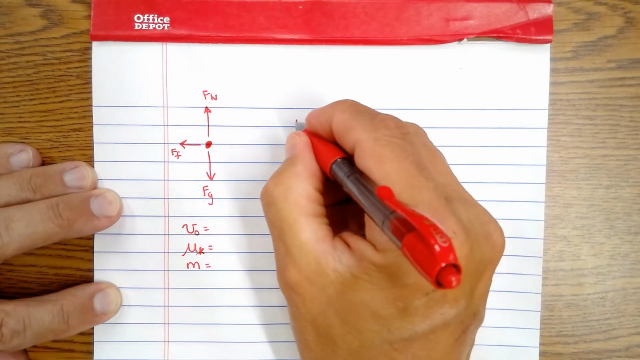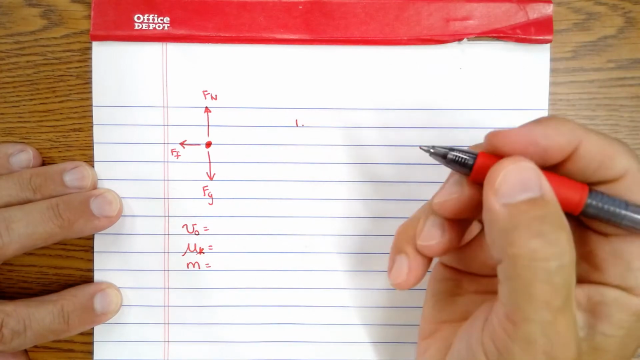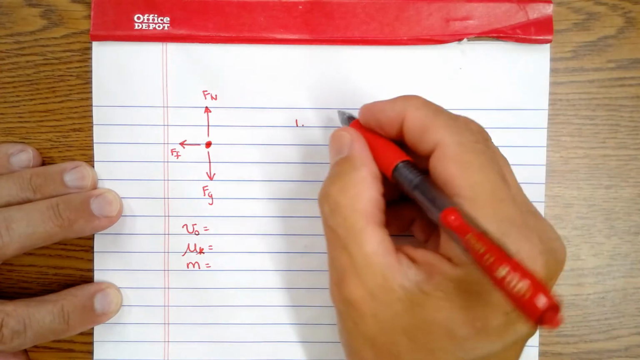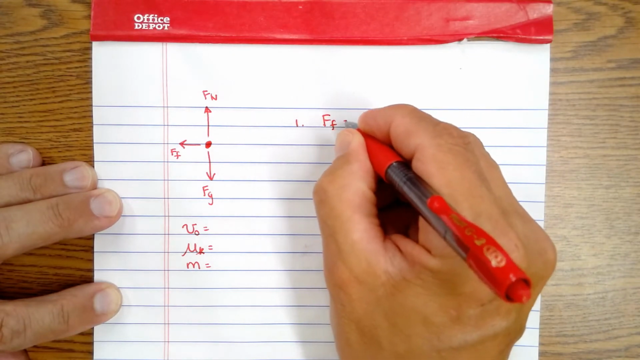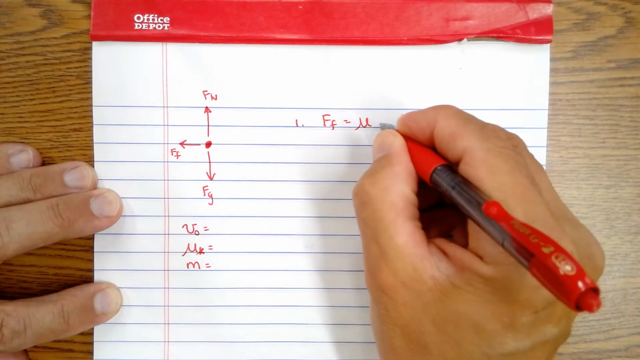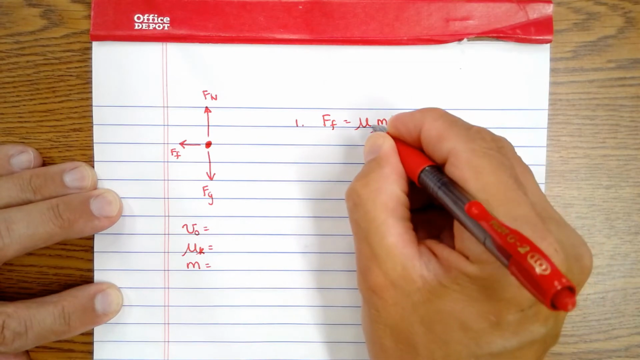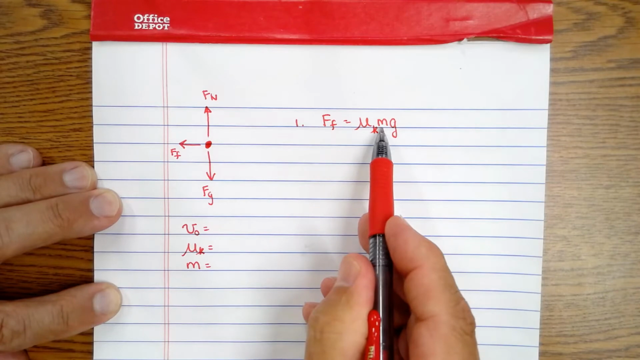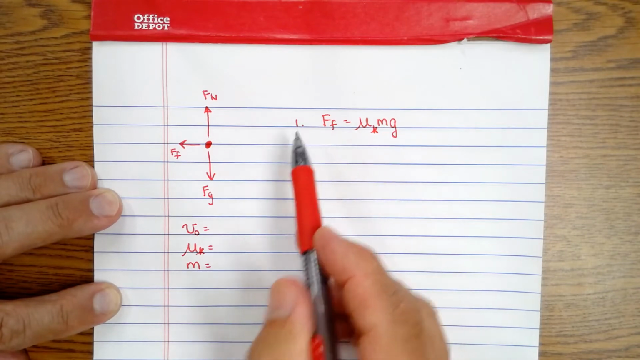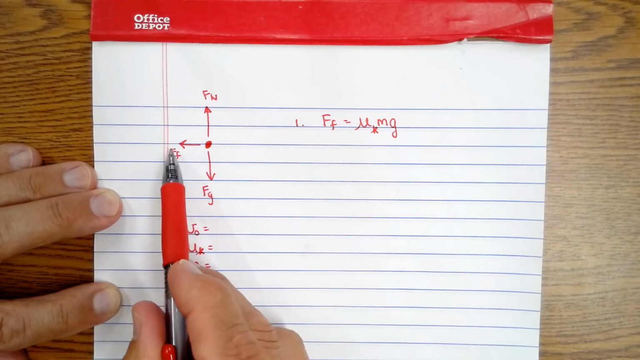So the first thing you're going to do is question A asks you what is the friction force on a hockey puck. And so just remember the friction force can always be found by taking mu times m times g, and if it's sliding, it's mu sub k. So whatever coefficient of friction you get times the mass times g is going to be the friction force. Just remember that that is acting to the left.